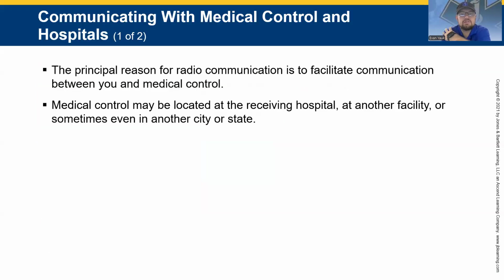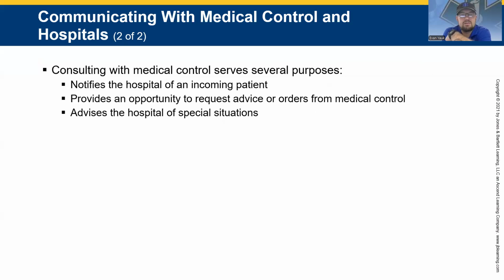The principal reason for radio communication is to facilitate communication between you and medical control. Medical control may be located at a receiving hospital, at another facility, or sometimes even in another city or state. Consulting with medical control serves several purposes. It notifies the hospital of an incoming patient, provides an opportunity to request advanced orders from medical control, and advises the hospital of special situations.